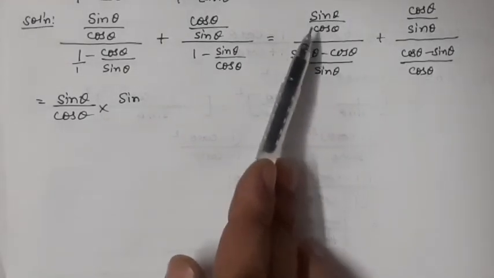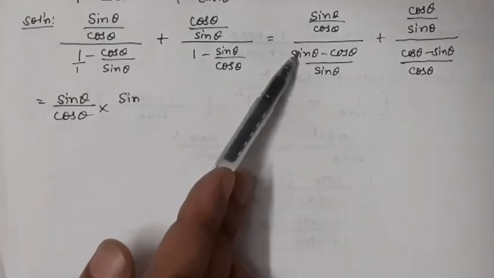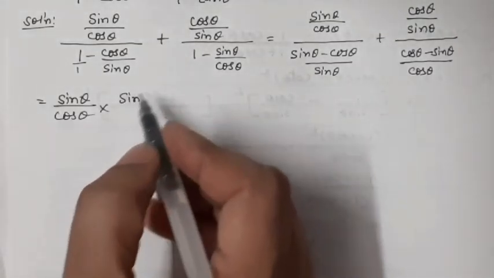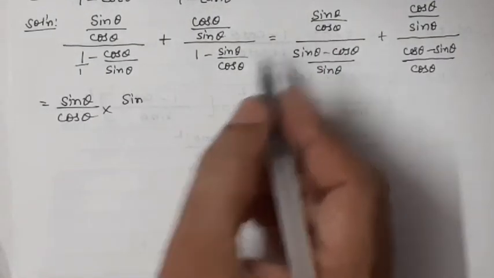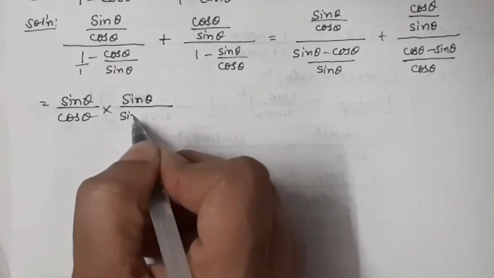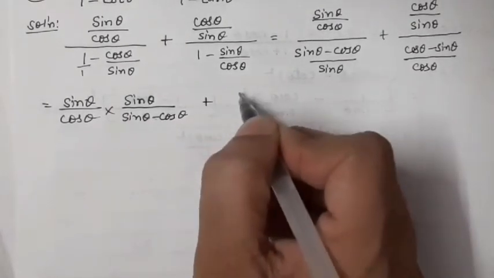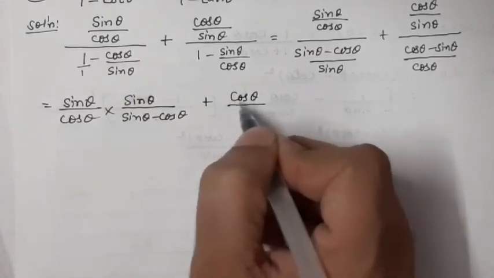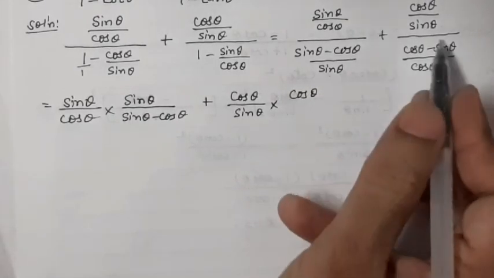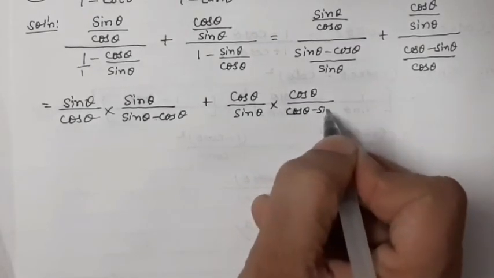This is the way. Now sin theta upon cos theta is there, and the denominator's reciprocal I am taking. For taking the reciprocal, what to do? For taking the reciprocal of this, numerator same as it is, and the reciprocal of this is sin theta upon sin theta minus cos theta, plus cos theta upon sin theta, and what is the reciprocal of this? The reciprocal of this is cos theta upon cos theta minus sin theta.